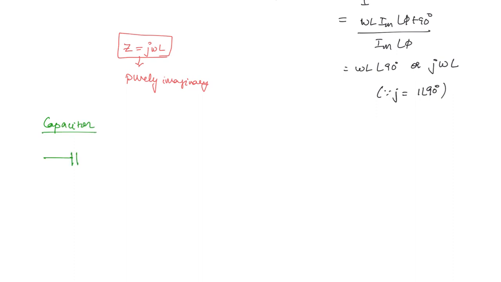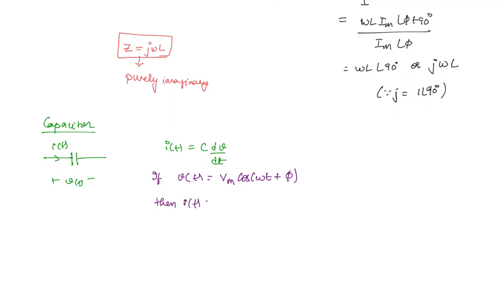So what is the capacitor voltage and current relationship? Here we can take i(t) = C dv/dt. In this way, differentiation we can choose. Now we have to take v(t) as some sinusoidally varying component. If you take v(t) = Vm cos(ωt + φ), then what will be the current? i(t) = C times Vm into minus sin(ωt + φ).